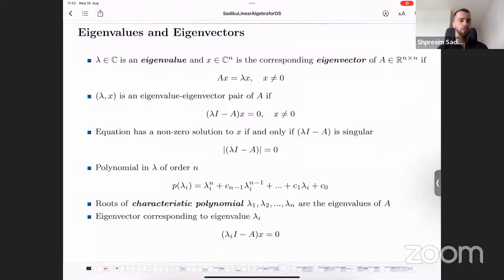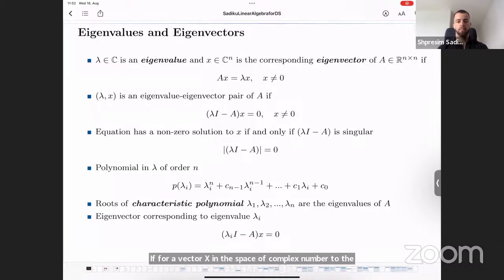All right, so we'll just continue where we left off. The next topic is eigenvalues and eigenvectors. Lambda, a complex number, is an eigenvalue by definition if, for a vector x in the space of complex numbers to the power n, its corresponding eigenvector of a matrix A in R^(n times n) satisfies A times x equals lambda times x for x different than 0. So multiplying A by the vector x results in a new vector that points in the same direction as x, but it's scaled by a factor lambda.